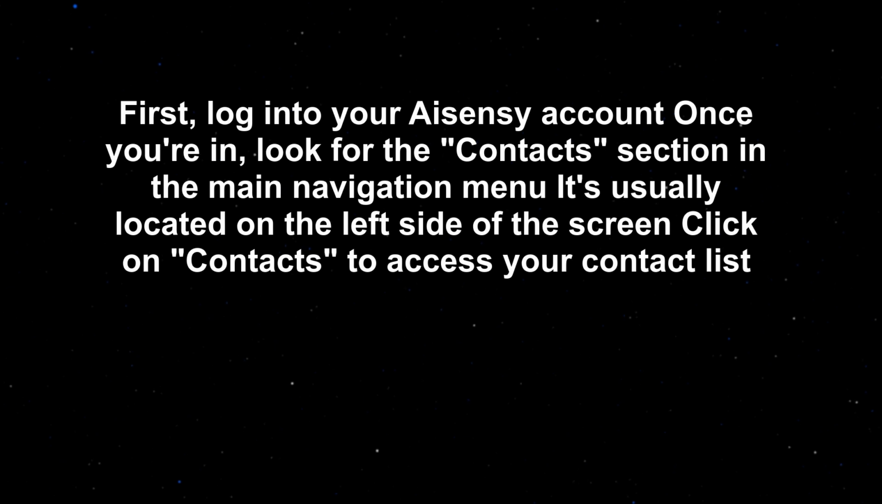First, log into your aisensy account. Once you're in, look for the Contacts section in the main navigation menu. It's usually located on the left side of the screen. Click on Contacts to access your contact list.